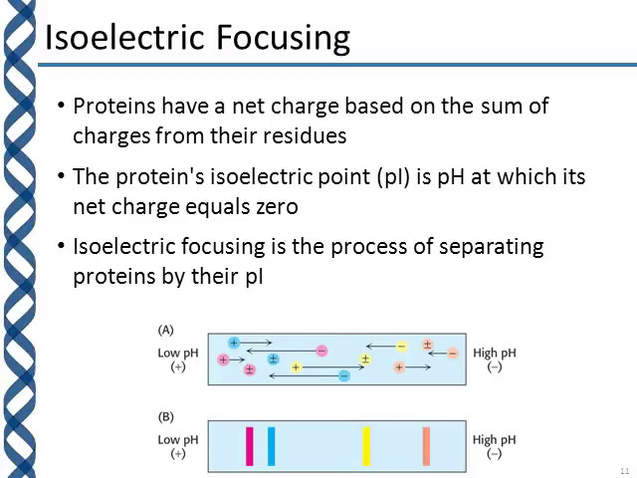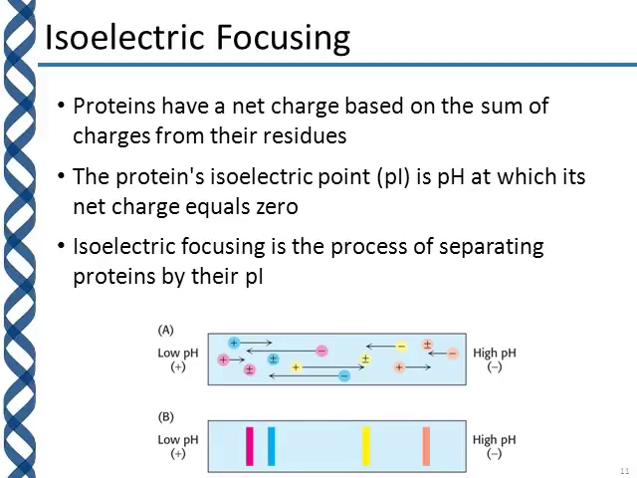So in A, you see the low pH on the left and high pH on the right. A protein will move through this gel based on the pH of the gel until it reaches the pH at which its net charge equals 0. At that point, the migration stops. So these proteins move, as you see in A, toward the pH that corresponds or is closer to their pI, or their isoelectric point.